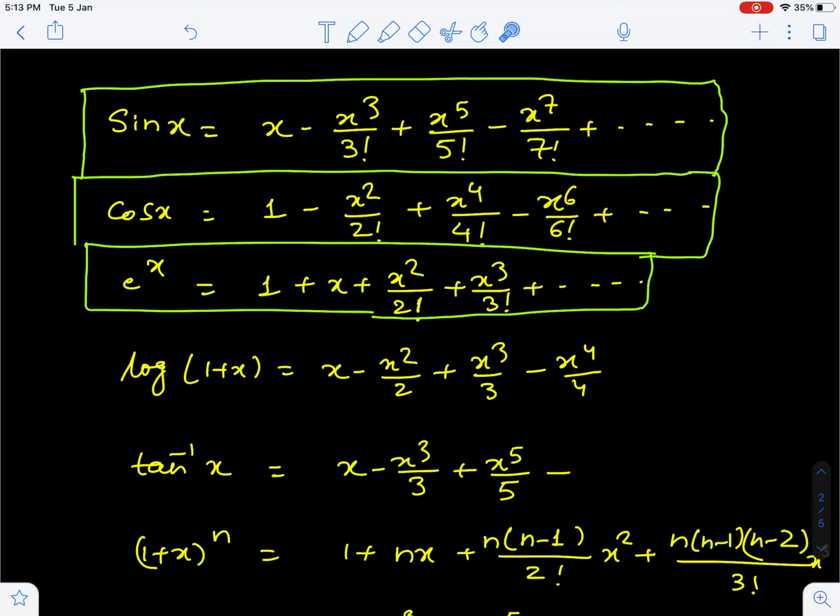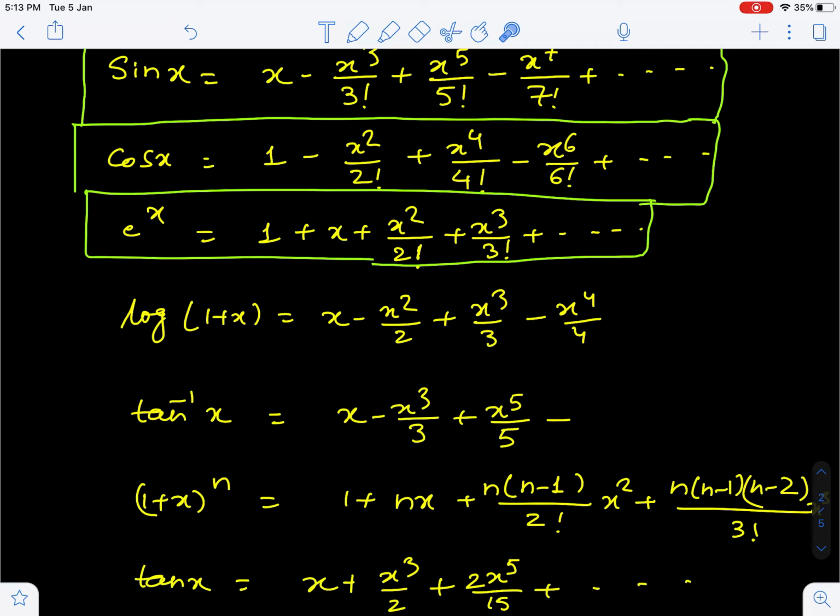So I have derived the first 3 series today. In the next lectures we can derive the subsequent series, but you can also try it at home. So I'll discuss it later.